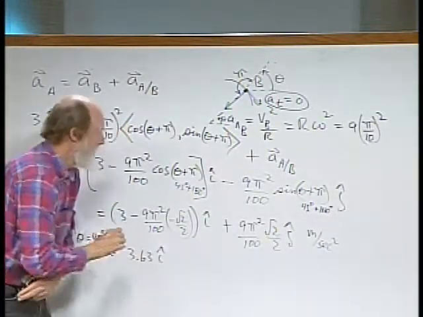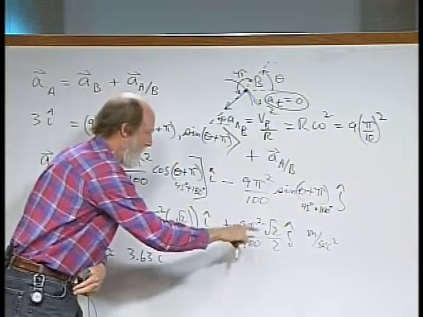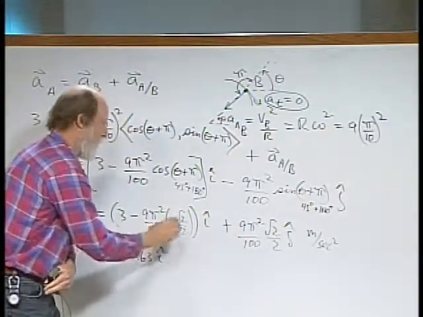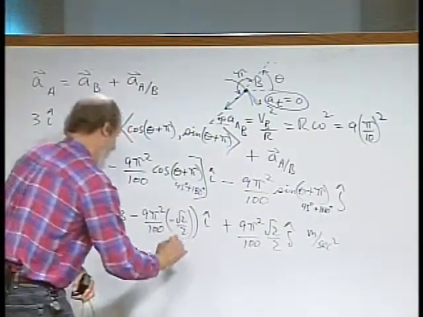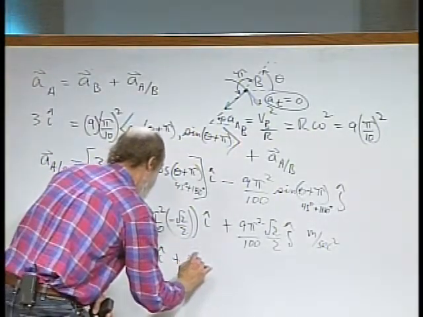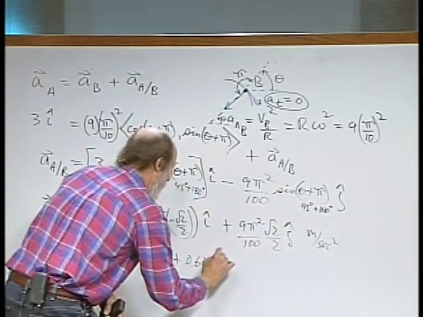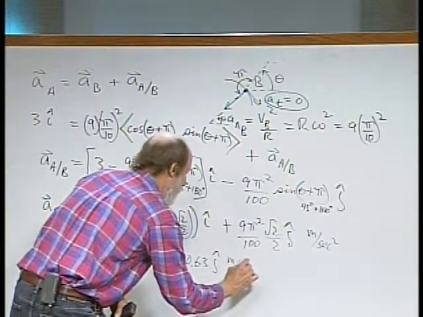I hat, and then eyeballing this similarly, it's only going to be that kind of a term, so that should be the 0.63. Okay. J hat meters per second squared.